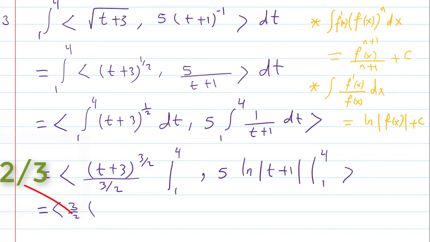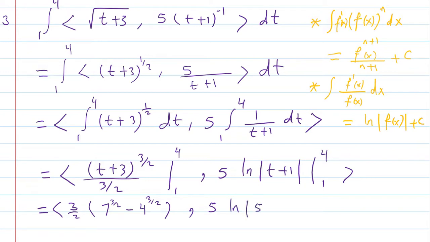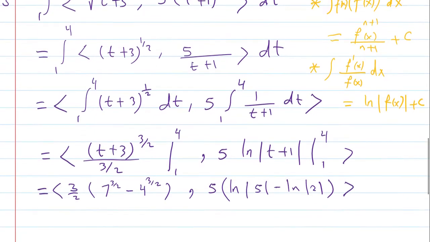Let's substitute by 4. So we have 3 plus 4, which is 7 to the power 3 over 2, minus substitution by 1. So we have 4 to the power 3 over 2. And for the second component, we have 5 multiplied by ln absolute value of 5 minus ln absolute value of 2. And since 2 and 5 are positive numbers, we don't need the absolute value bars here.